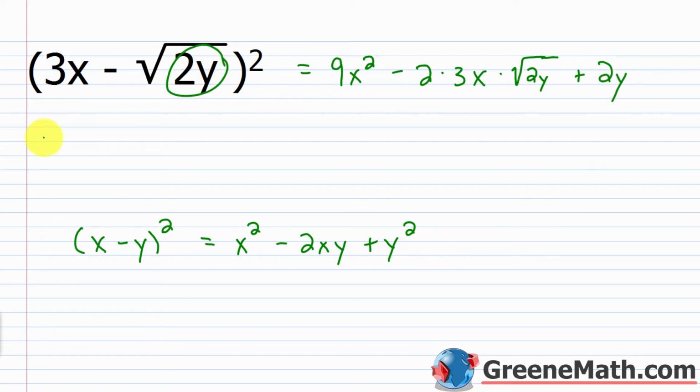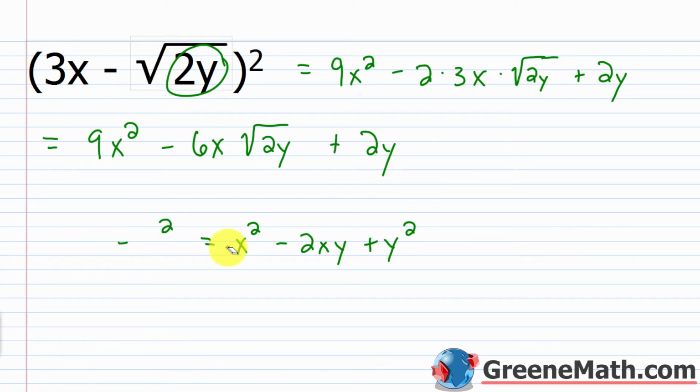So if I simplify this, I get what? 9x squared minus 2 times 3 is 6. I'd have 6x times the square root of 2y and then plus 2y. So that's as simple as I can get that. I'm not going to be able to further simplify because there's nothing to combine there.